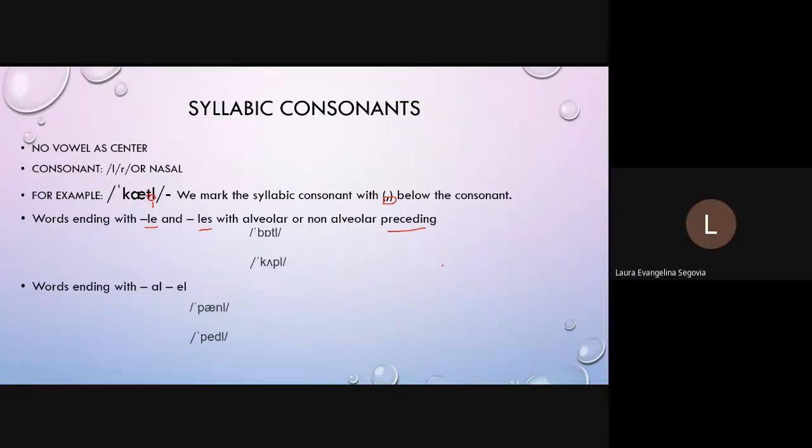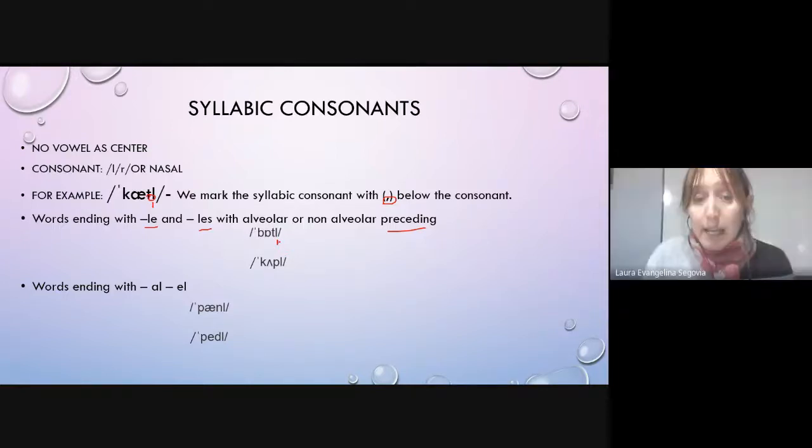Remember, preceding is before. So imagine a word such as bottle. I can say bottle, t. T is an alveolar. You see, here you have a mark. And a word such as couple, not couple with a schwa, okay?